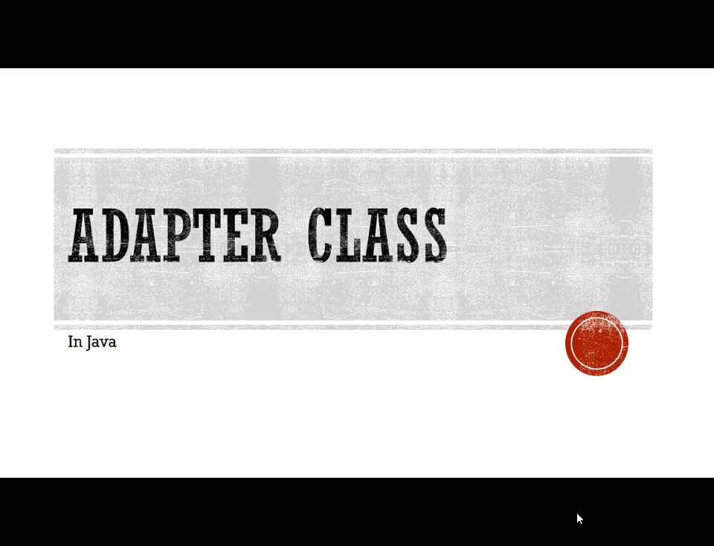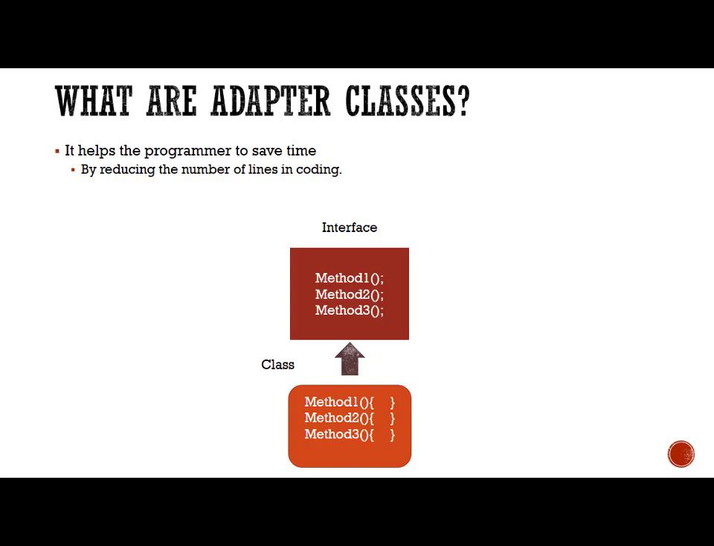Just a quick recap, what we did in the last session, we spoke about the JTree component. Now what are adapter classes? Basically we use adapter classes to reduce the number of lines in coding. That means it is going to save the programmer's time, because when the number of lines of code is reduced, the time of the programmer is going to be saved. Now how do we do this?